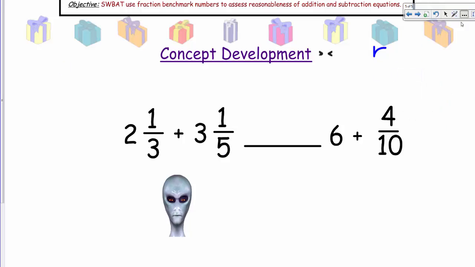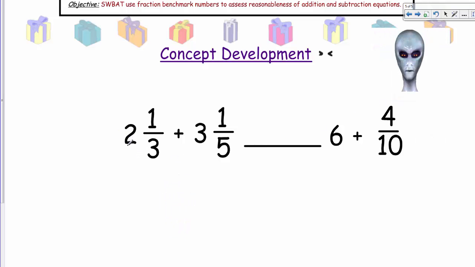Let's see. Different color. How about red? Yes, red. So we have here 2 1/3 plus 3 1/5. And then we're determining, by evaluating this expression, is that going to be less than, greater than, or equal to 6 plus 4/10? So let's just go ahead and evaluate this one. The first thing we're definitely going to need to do is to estimate the total for both expressions to determine, then you can actually compare them.